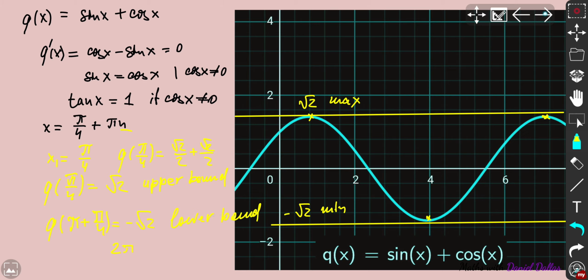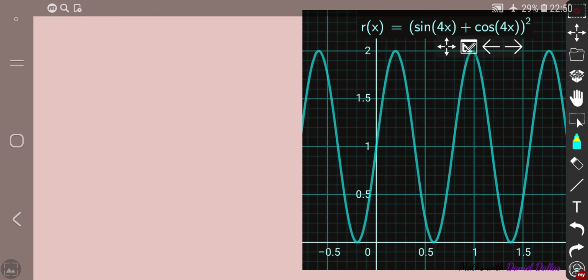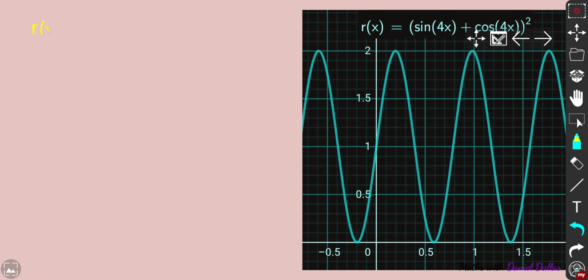Okay, let's move to the next function. The next function is sine 4x plus cos 4x, but on the previous step we set up that r of x is 1 plus sine 8x. So this function is more frequent, basically sine 8x lifted up by 1. Without taking any derivative, we can estimate that the max value for sine 8x is going to be 1. Together with 1, it will give you 2. So the upper bound for the function is going to be 2, while the lower bound is going to be 0, because the minimum value for sine 8x is negative 1.